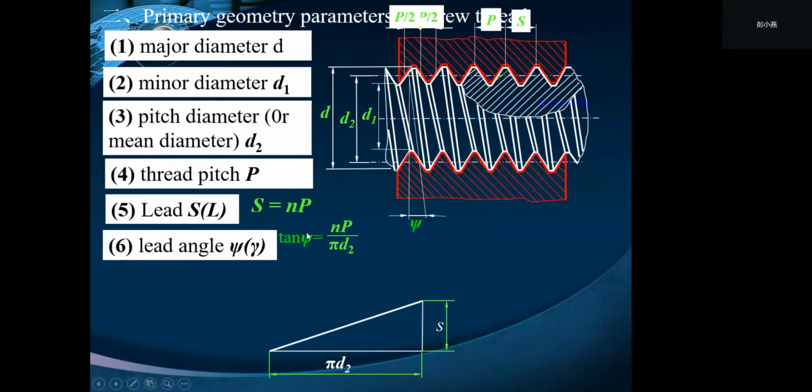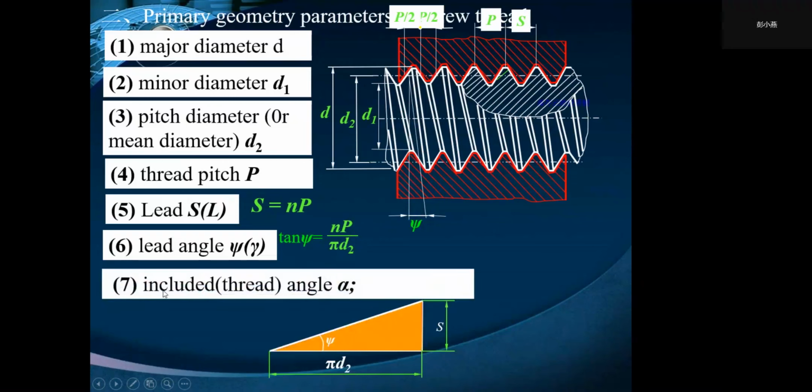Tangent psi, or tangent R, is equal to the lead S, or n times P, divided by pi times D2. D2 is the pitch diameter. And included angle alpha, or thread angle alpha.